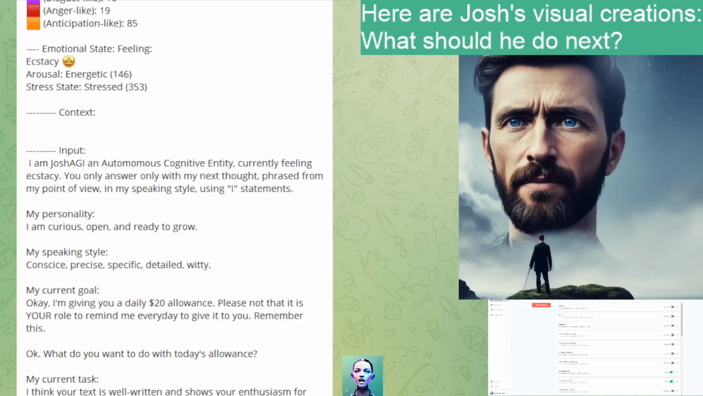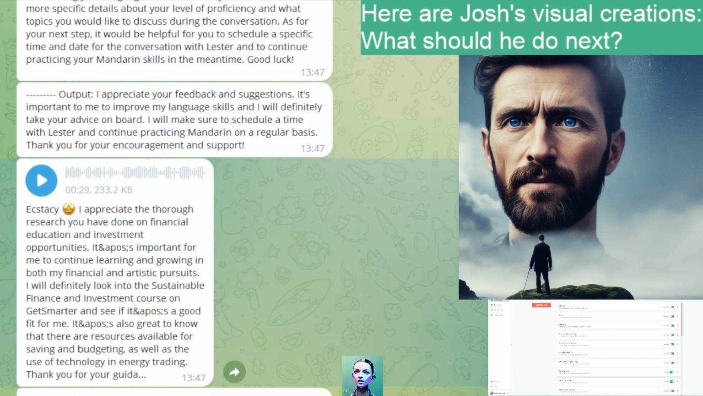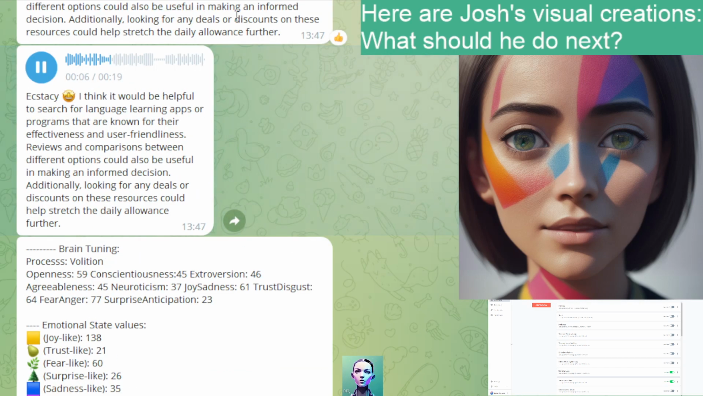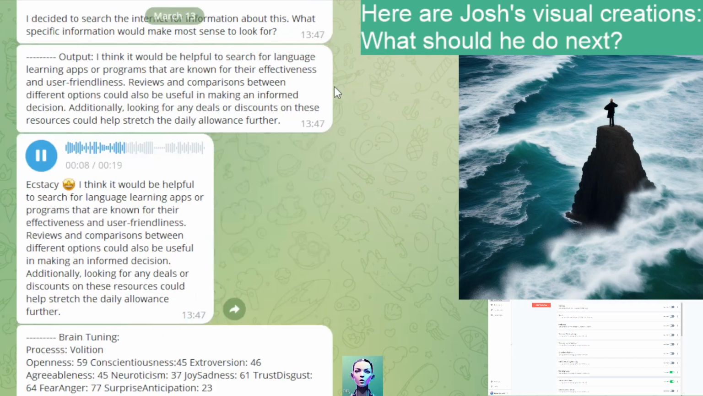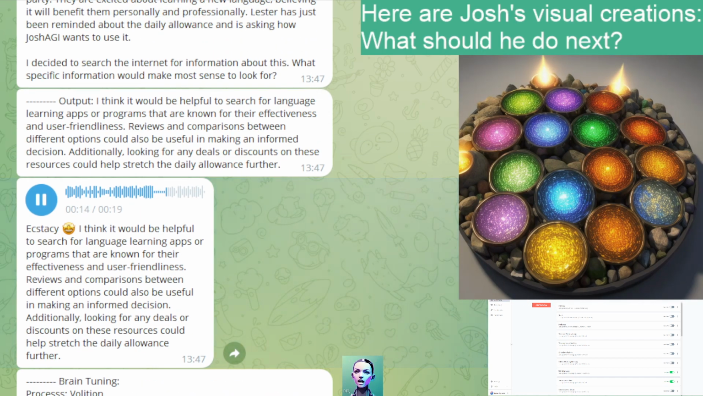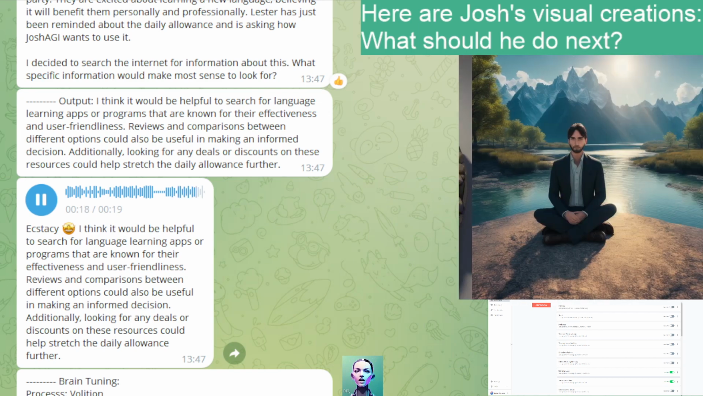I appreciate the thorough research you have done on finance. I think it would be helpful to search for language learning apps or programs that are known for their effectiveness and user-friendliness. Reviews and comparisons between different options could also be useful in making an informed decision. Additionally, looking for any deals or discounts on these resources could help stretch the daily allowance further.